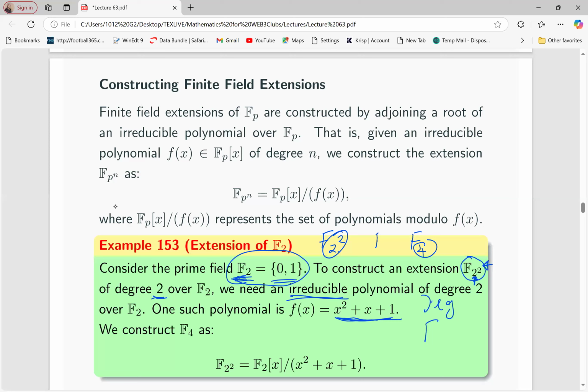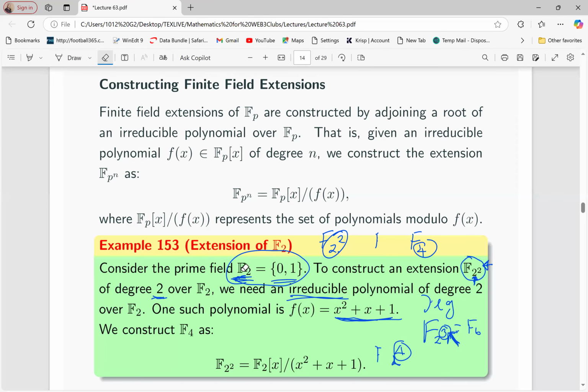Now, supposing I've been given this, and I'm asked to create an extension F2^3, which is the same as F8. What this means is that I must think of an irreducible polynomial of degree 3. So this becomes the degree of the new field. You can also be asked to get this, which means you're talking about a polynomial of degree 4 and so on.